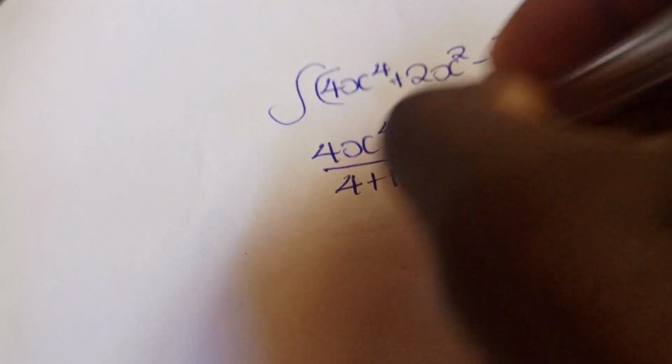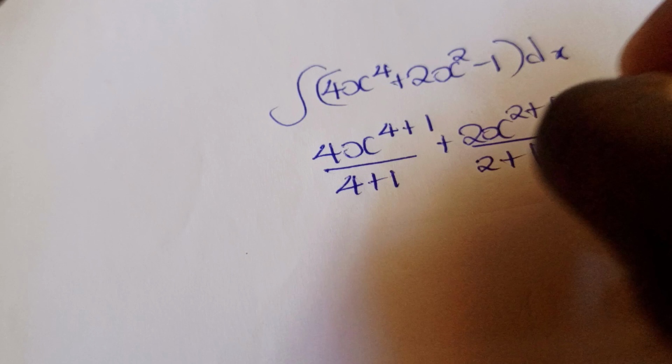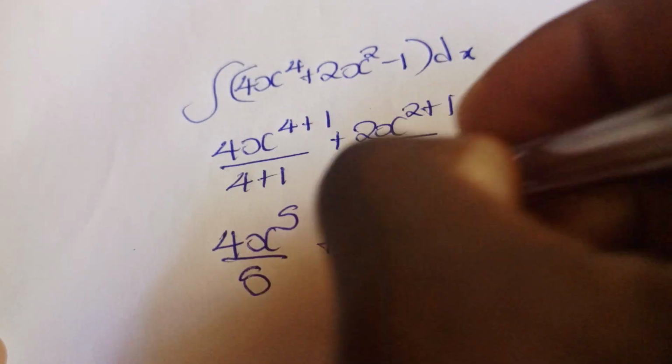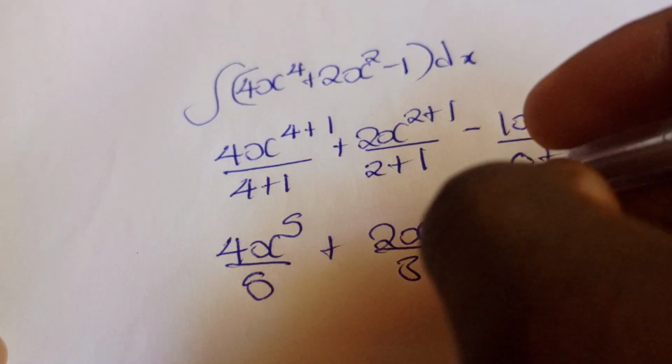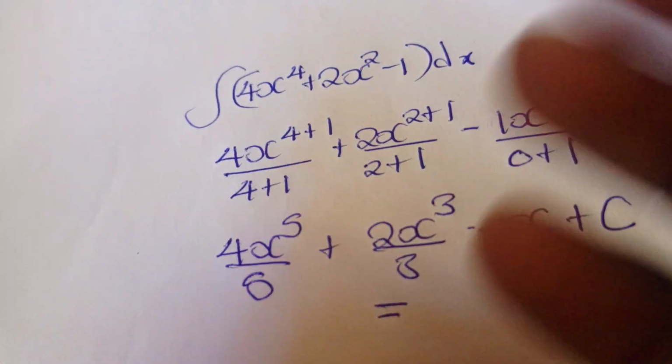So what we do now, we just do what we were doing previously. To that 4 there, you add plus 1 over 4 plus 1, plus 2x to the power 2 plus 1 over 2 plus 1. Then remember, I said there is a 0 here, plus 1 over 0 plus 1. So now we just start adding: 4 plus 1, that is 5, over 5, plus 2 to the power 2 plus 1, that is 3, over 3. Then we know a number raised to the power 1 is that number. So here we have x plus what? C. So this is how we integrate such.